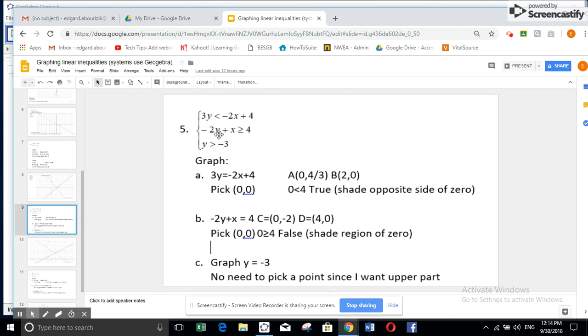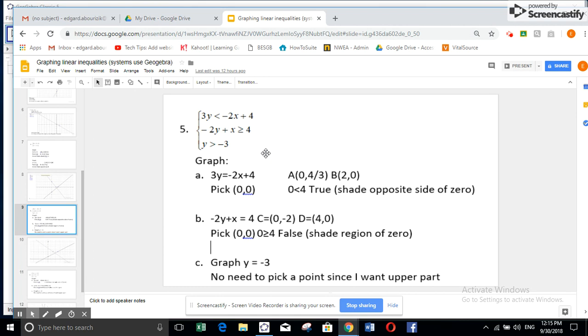Example 5, I have 3 equations. Now we're going to see why I prefer to shade the impossible part, because here we have 3 equations. It will be very clear for us. I graph the first line, 3y equal minus 2x plus 4. I pick 2 points. If x is 0, I have y equal to 4 over 3. If now y is 0, x will be 2.